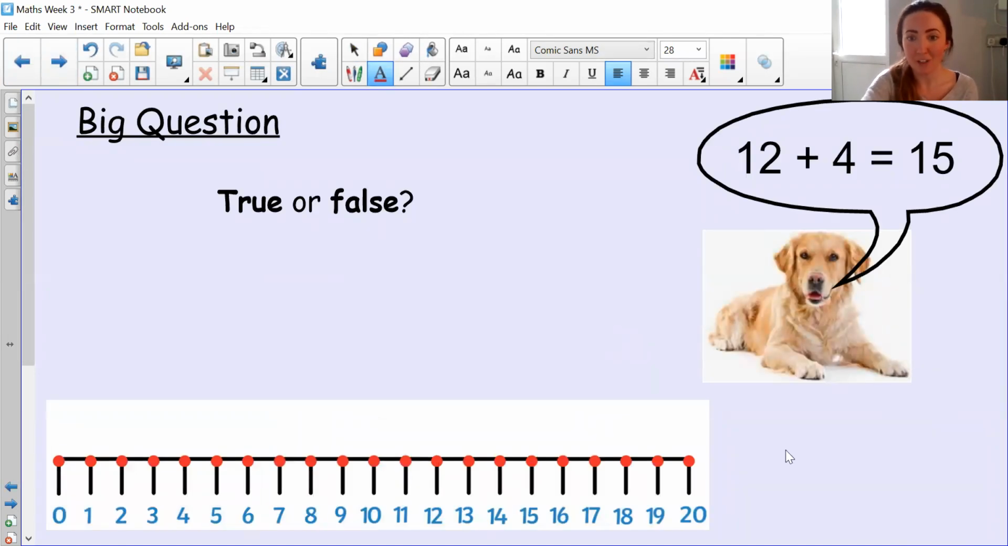Okay, big question of the day, true or false? Stevie says 12 add 4 equals 15. Is that true or false? Pause here to take a moment to work it out.